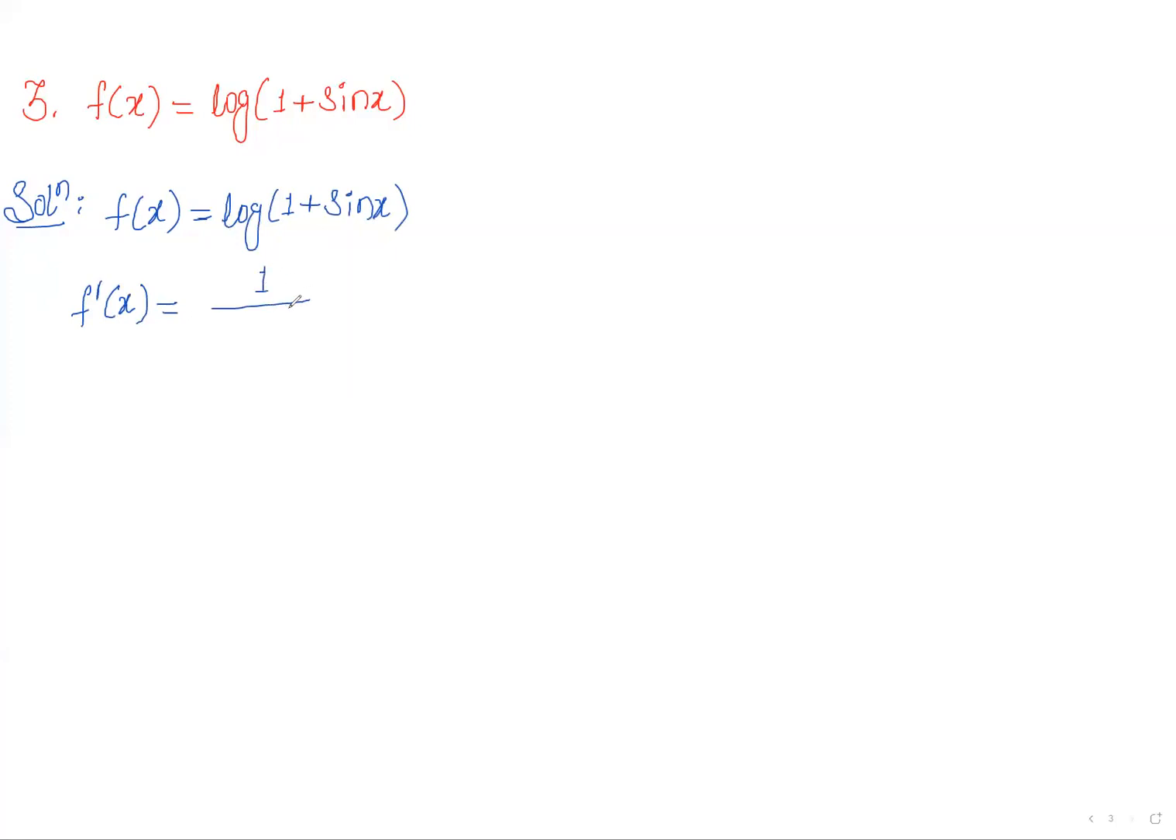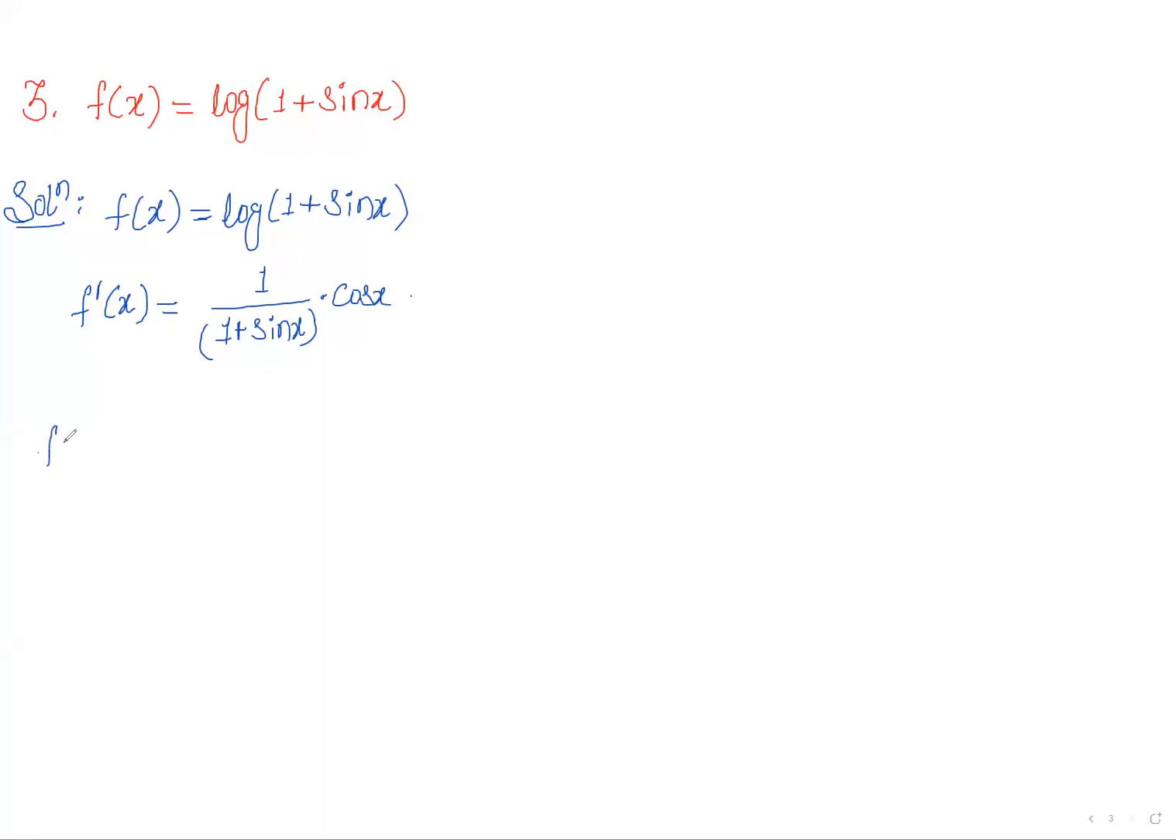That is 1 upon 1 plus sin x into cos x. So here we have f dash of x is equal to cos x divided by 1 plus sin x.